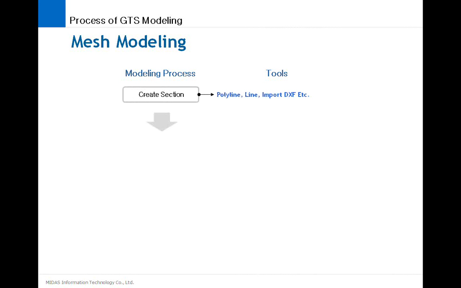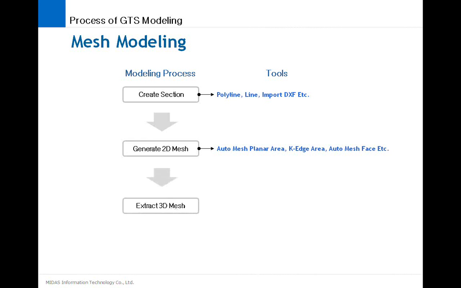The next way of proceeding is the mesh modeling, where you create the section again using polyline or importing some DXF files. You generate a 2D mesh now using auto mesh planar area or KH area. With auto mesh, as I said, you can have 3 nodal or 4 nodal low order meshing elements, and from that you can extrude in the required direction to create the 6 nodal pentahedral elements, which I will be demonstrating.